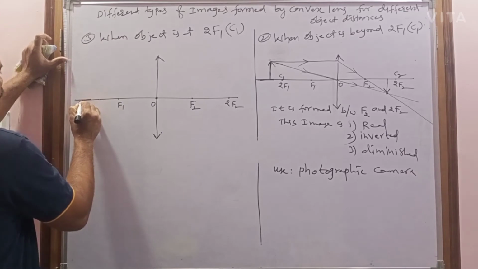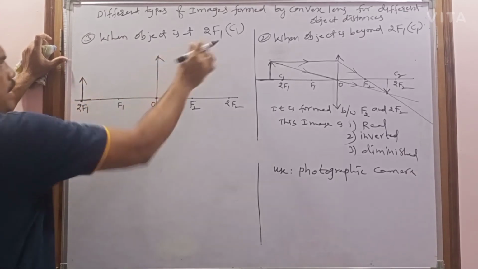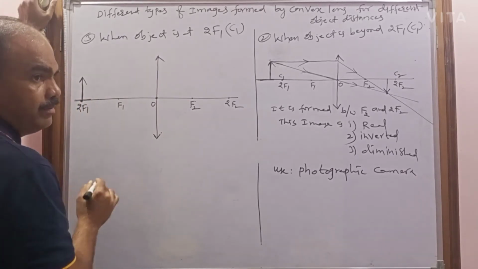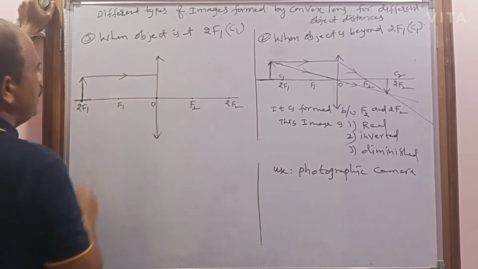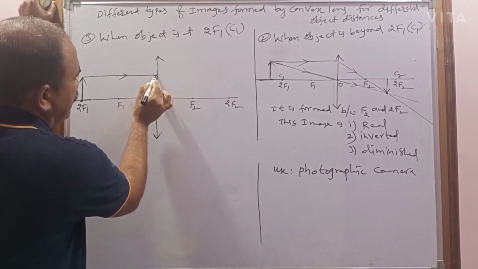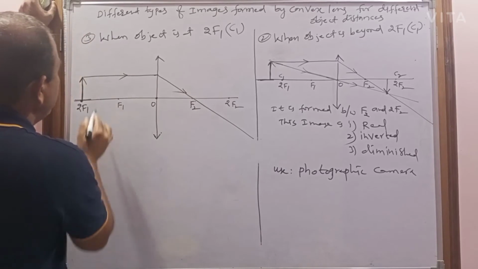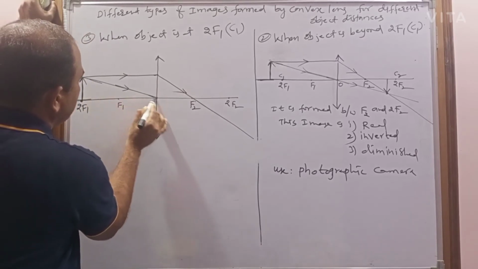So now I am taking this as the position of the object. The object is at 2f1. Now how can I draw the diagram? By following the rules. First I am taking one incident ray that is parallel to the principal axis. After refraction, it passes through the focus. Second, I am taking an incident ray passing through the optic center.